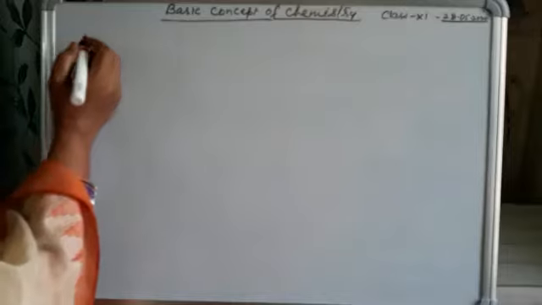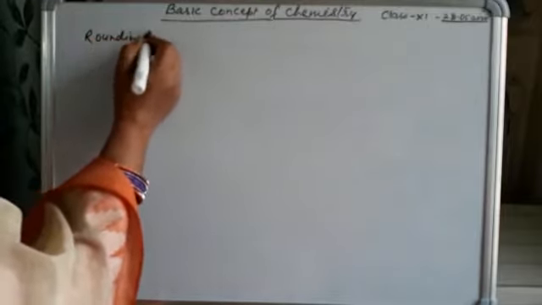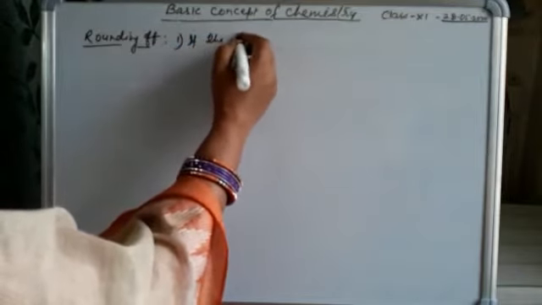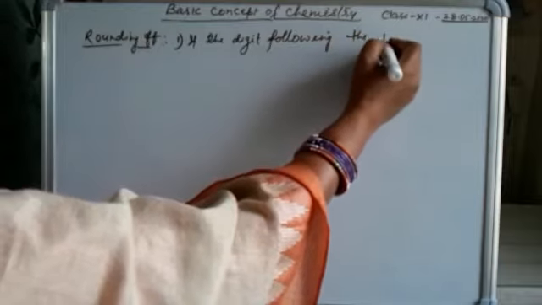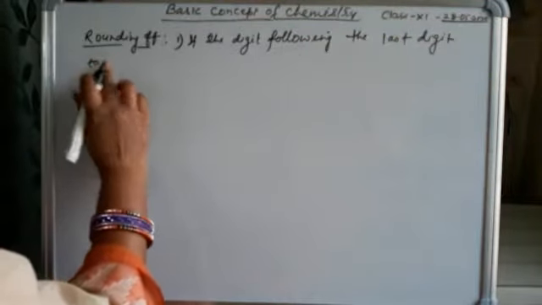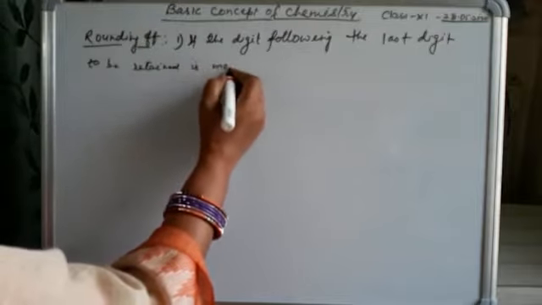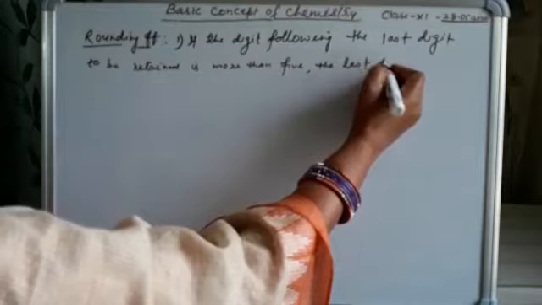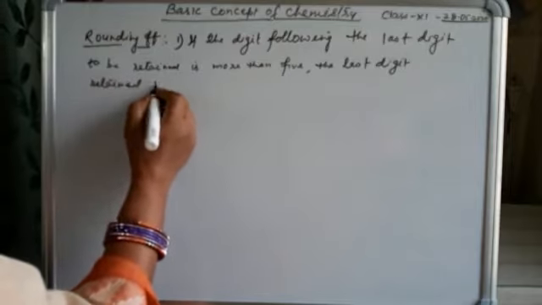Next, rounding off. If the digit following the last digit to be retained is more than 5, the last digit retained is increased by 1.